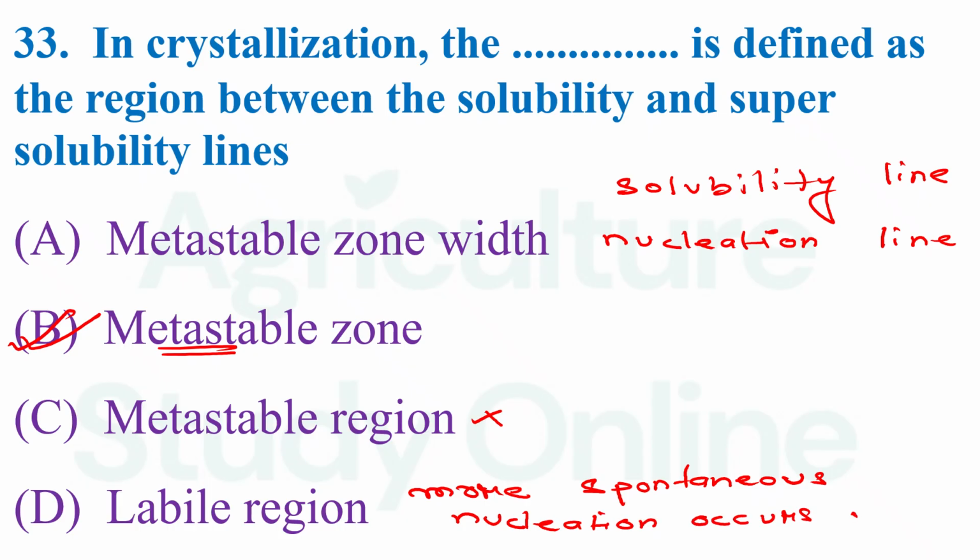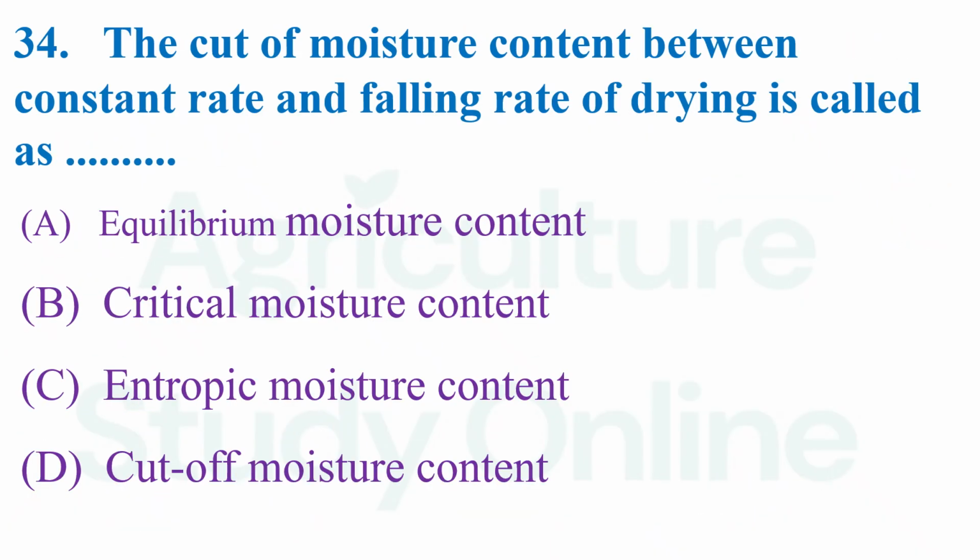So correct option will be B, that is metastable zone. Question number 34. The cut of moisture content between the constant rate and falling rate of drying is called as. So in drying, there are two main stages. First is constant rate period. And the next one is falling rate period.